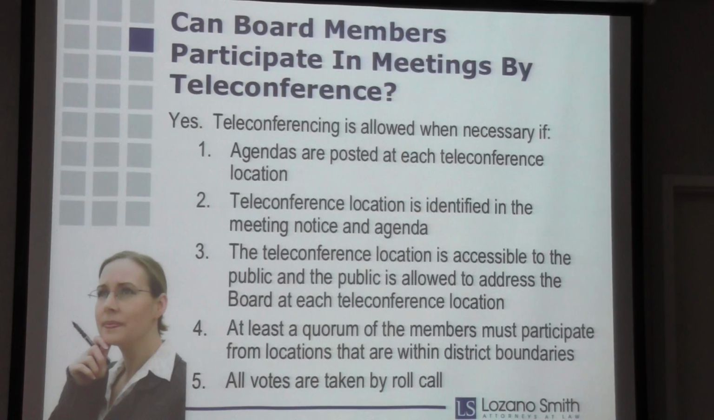Yes? Question on that one. That has to be posted, doesn't it, on the website? Yes. Somewhere. The biggest limit for that is you need to know ahead of time, because you have to post on the agenda the address for the telephonic location. The telephonic location needs to be accessible to the public, right? And you need to post the agenda at the telephonic location.